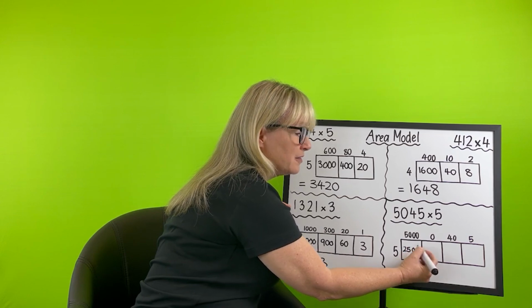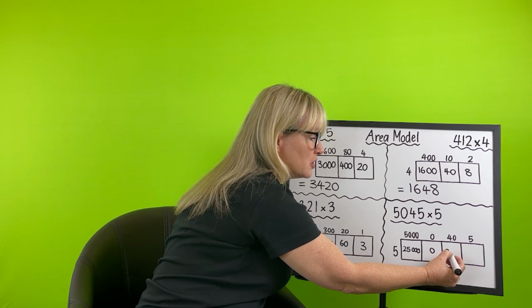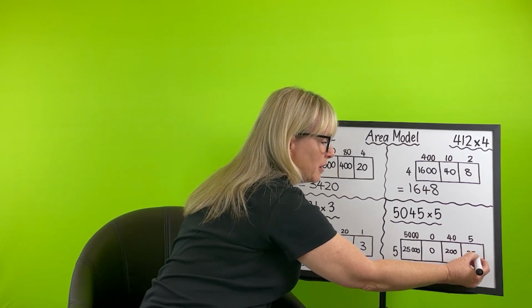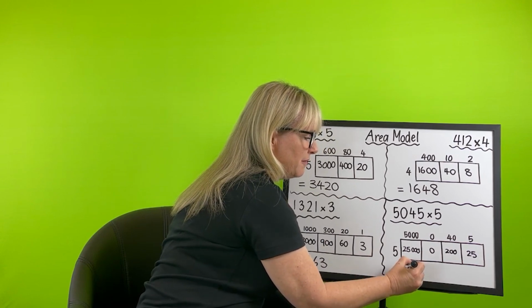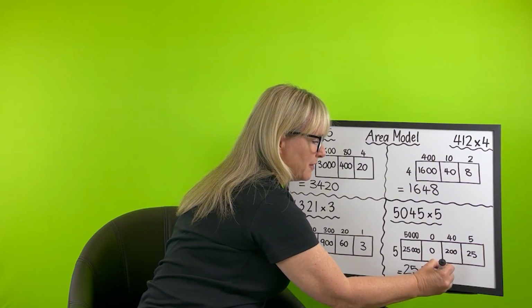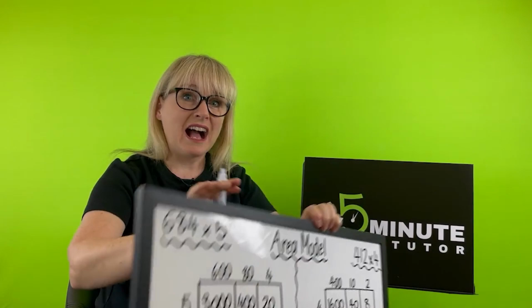So we've got 5 times 5,000 is 25,000. 5 times 0 is 0. 5 times 40 is 200. And 5 times 5 is 25. So I put it back together: 25,225. I still keep a box for that 0 place value. Otherwise, my answer would be totally different.